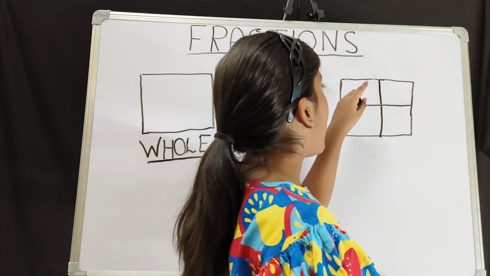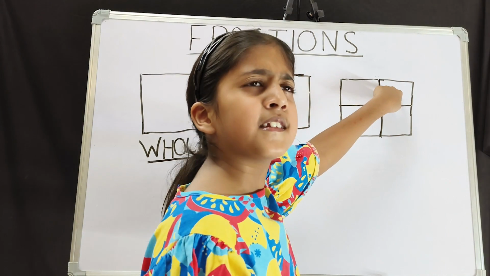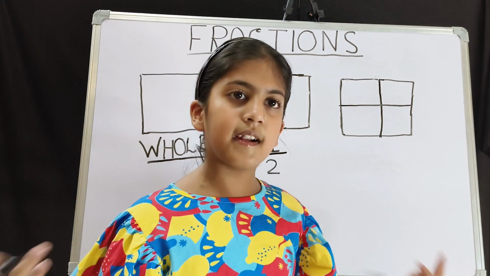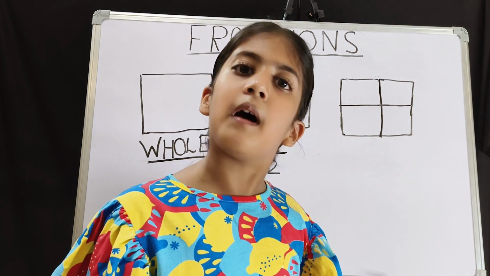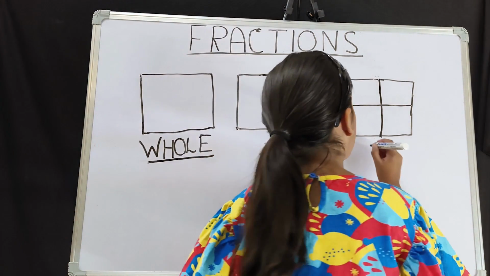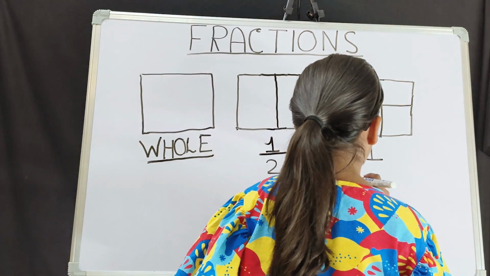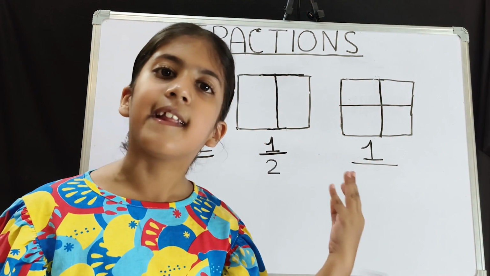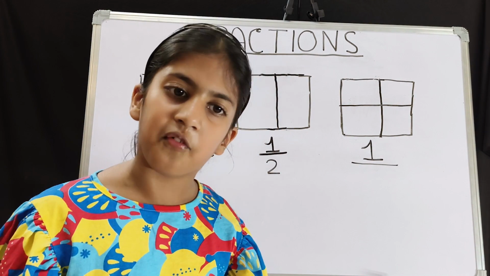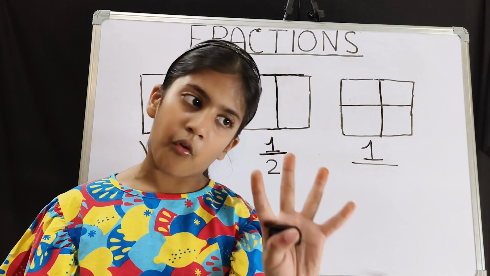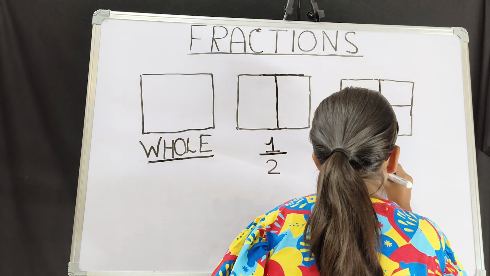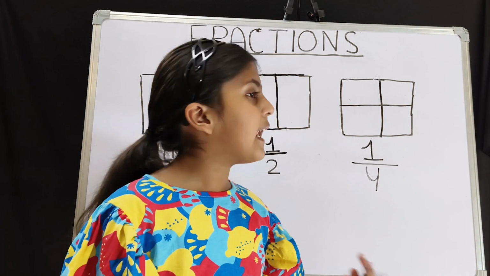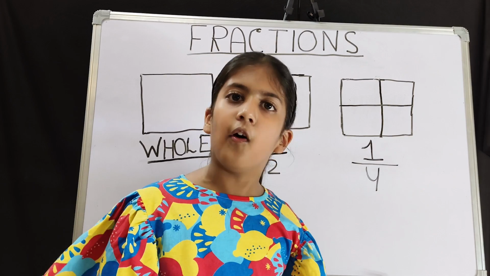Now in this square I am asking the fraction of this part only. So what will we write in the numerator? The number of parts I am asking. Only 1. So I will write 1 in the numerator. Now what will I write in the denominator? The number of parts the figure is divided into, which is 4. So I will write 4. Now let me read the fraction. 1 upon 4 or 1 by 4.